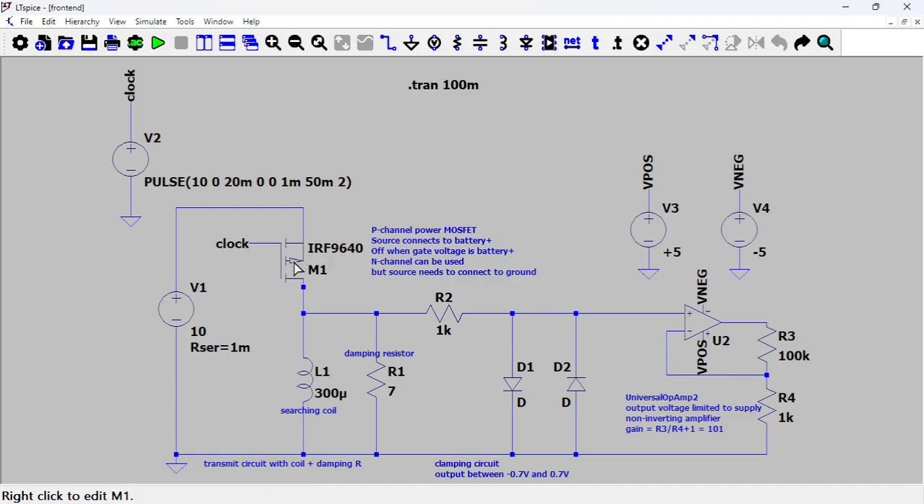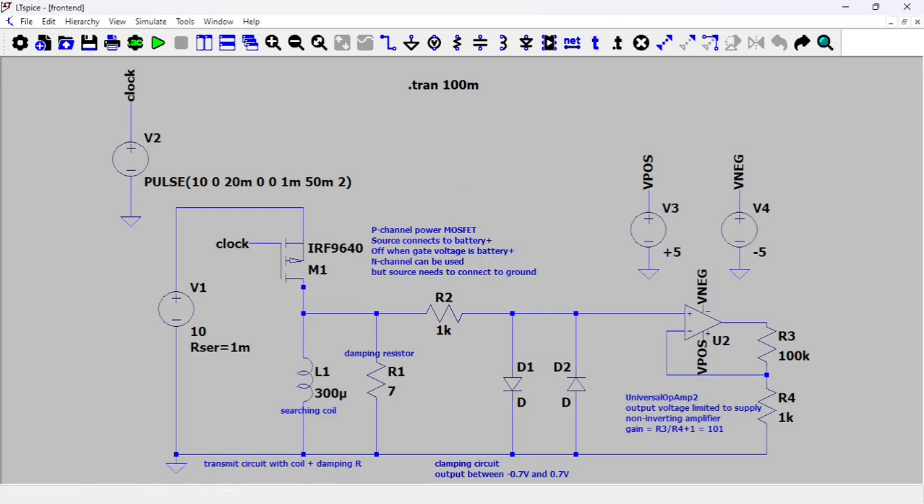This part is the source. This one is the drain. And this is called the gate here. This is a P-channel. So the source connects to the battery positive. And the transistor as a switch is off when the gate voltage is equal to the battery plus. If you pull down the voltage at the gate, then it becomes conductive. So the transistor is on.